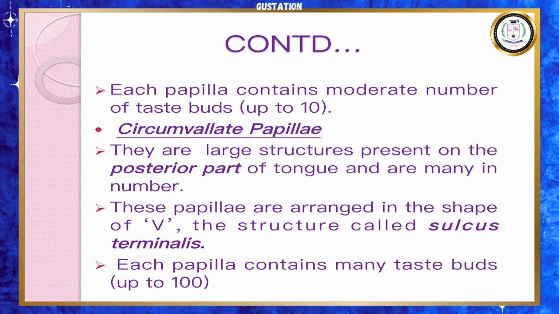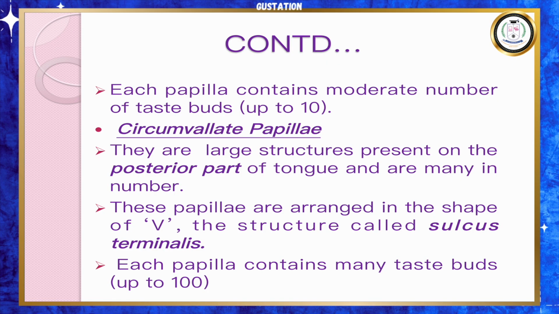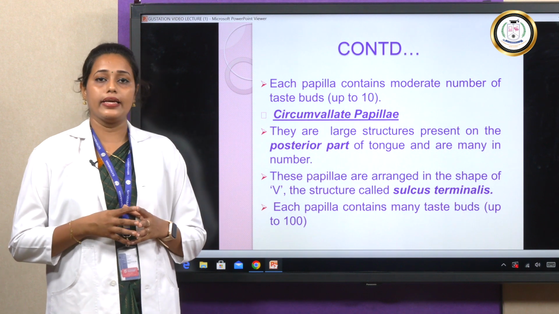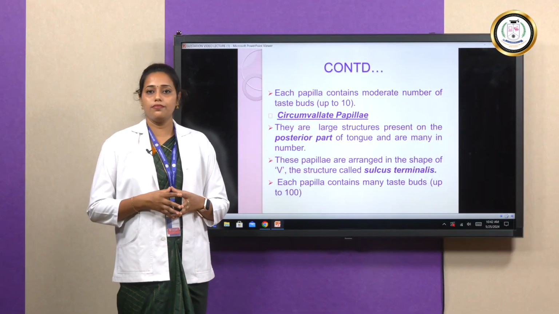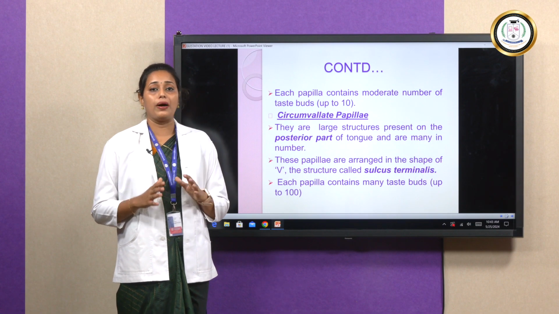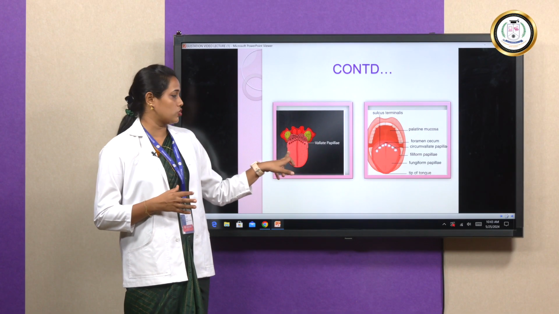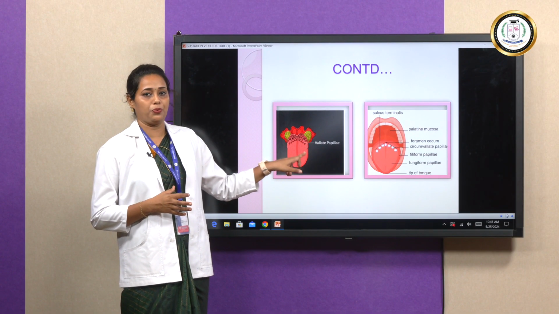Next comes the circumvallate papillae. Circumvallate papillae is also known as vallate papillae. These are large structures which are present on the posterior part of the tongue, whereas fungiform papillae are present on the anterior part. These circumvallate papillae are many in number. These papillae are arranged in the form of a V-shaped structure which is called the sulcus terminalis. Each papilla contains about 100 or more taste buds in it. Here we have the sulcus terminalis, which is the inverted V-like structure present in the posterior part of the tongue. So in the inverted V-like structure, we have this vallate papillae present on it.